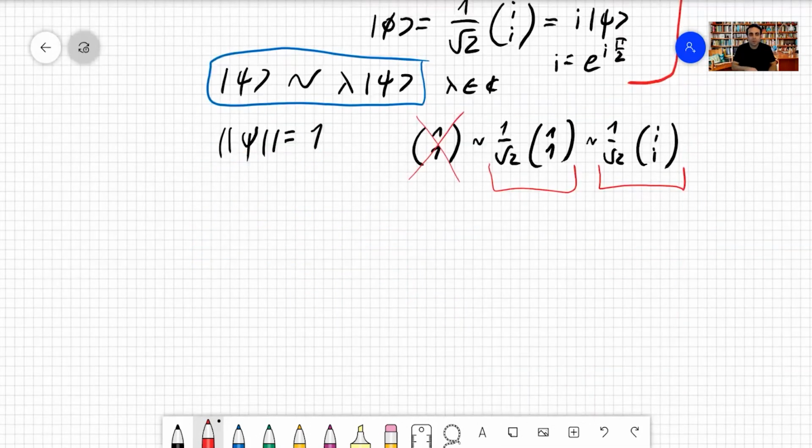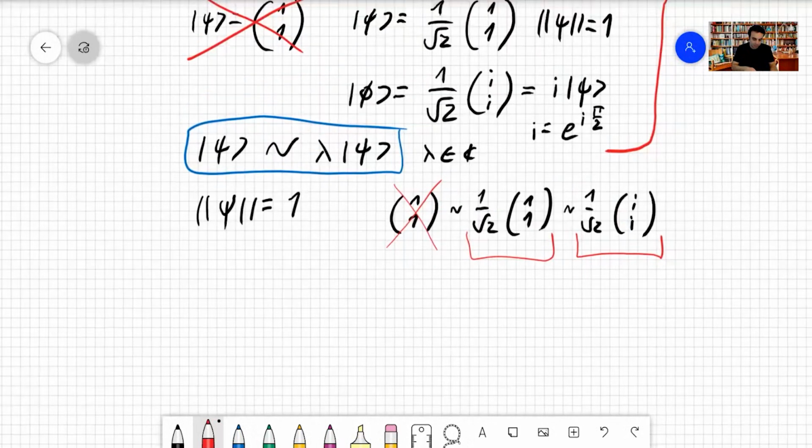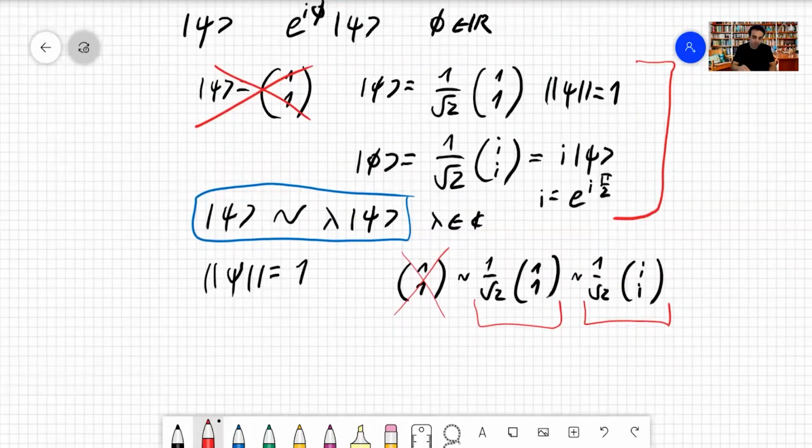I have another question in the chat. Can we think of them as the basis in a system? Well, a basis is a set of n vectors. So here I'm just talking about one particular vector, so it can't be a basis. Of course, a basis consists of vectors and therefore it consists of states.